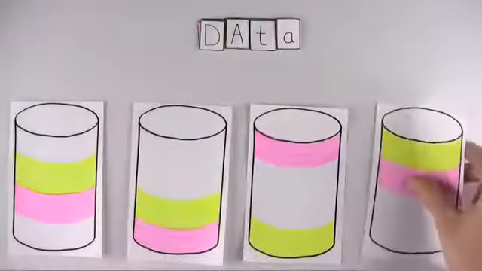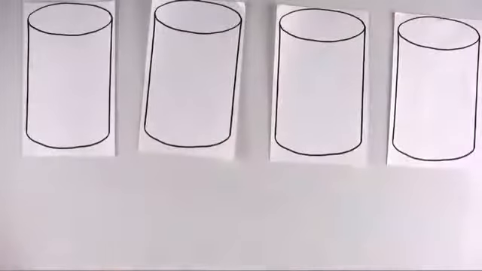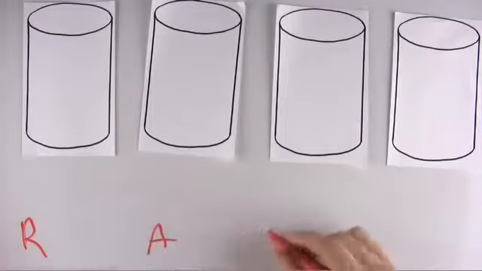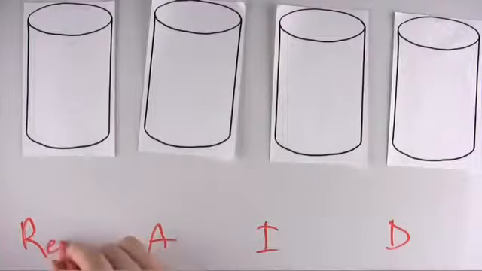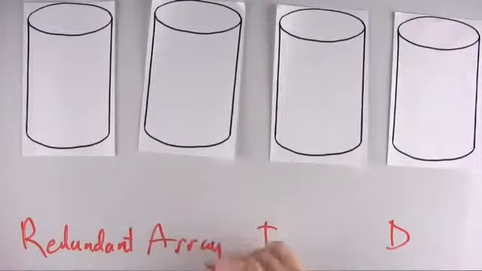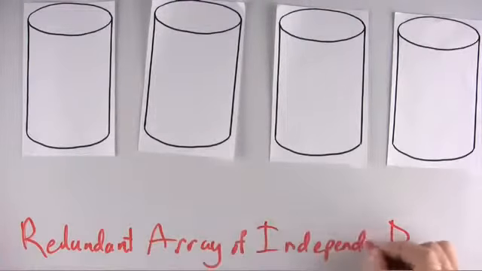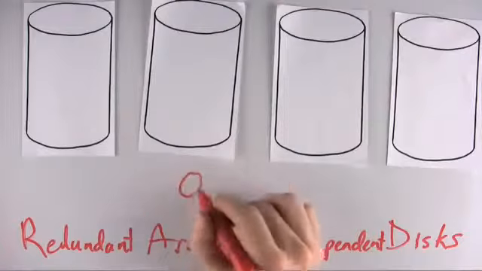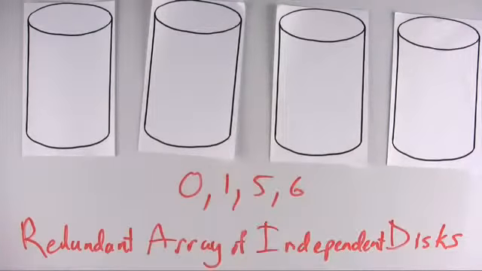To summarize, RAID, Redundant Array of Independent Disks, is a method of storing data using multiple disk drives in concert. The primary levels are 0, 1, 5, and 6, and combinations of levels are possible. These methods can improve speed, data reliability, or both.